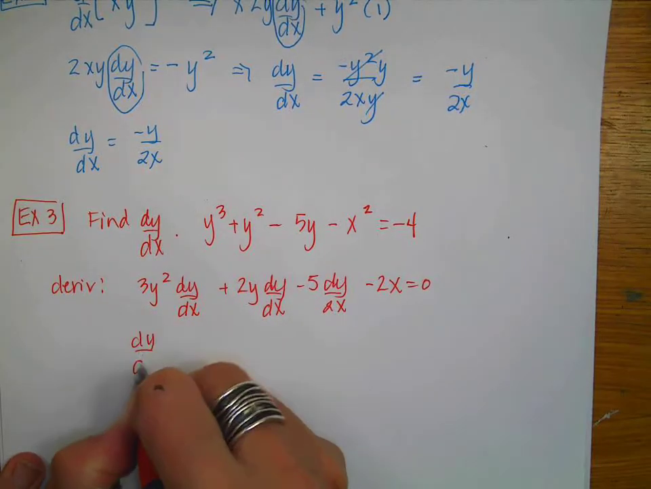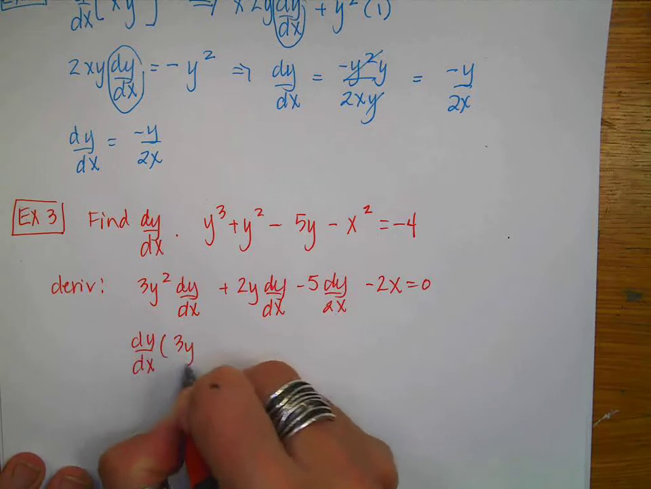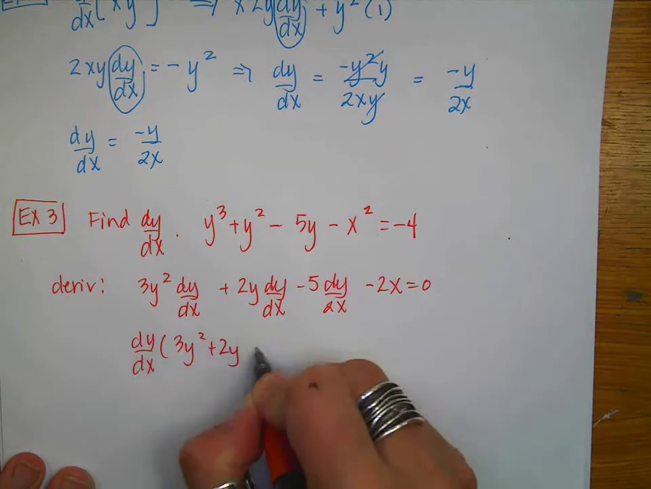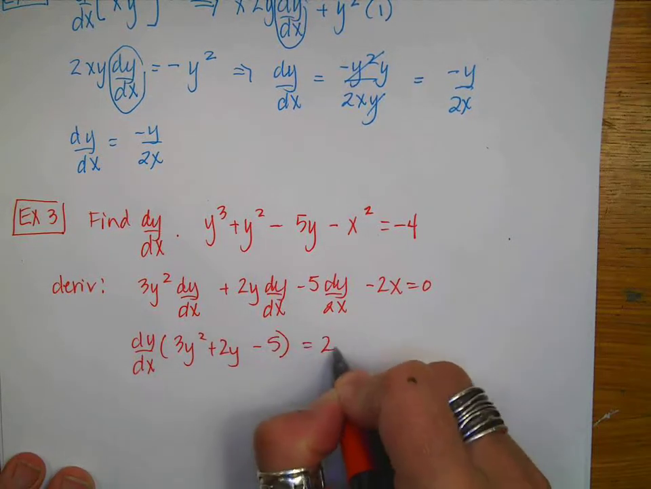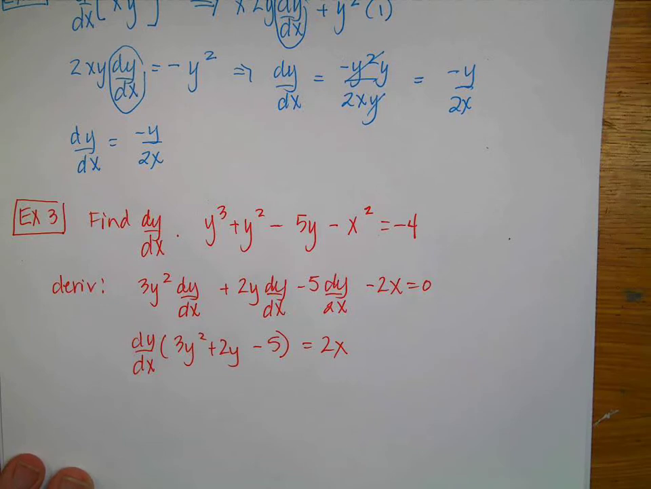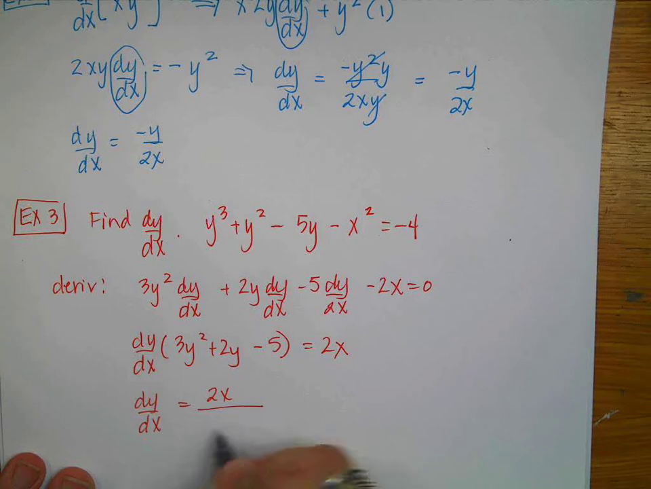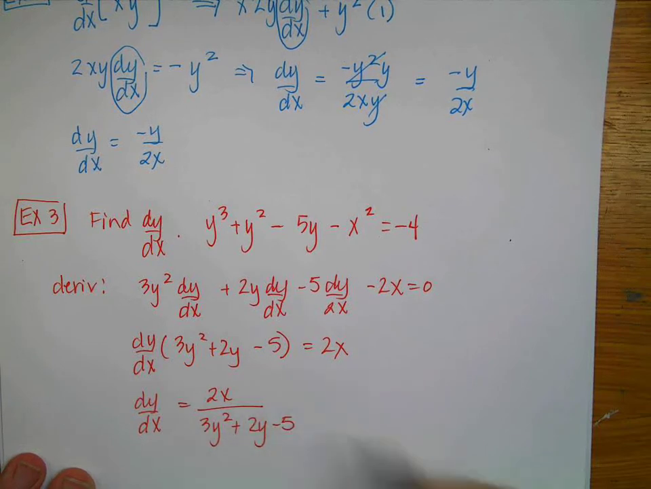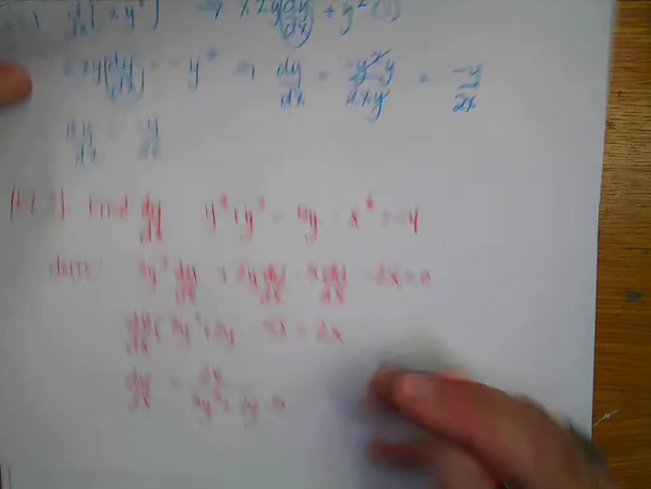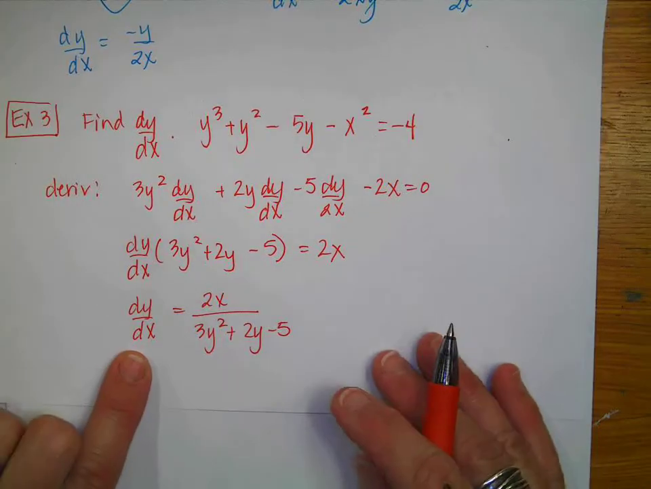I'm going to factor, my favorite f word. My dy/dx is out, and I get 3y squared plus 2y minus 5. Take that guy to the other side. I'm still trying to solve for dy/dx. Sorry, I'm really hoarse today. This is 2x divided by 3y squared plus 2y minus 5. And we're done.